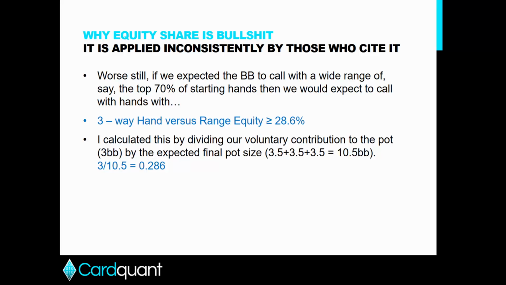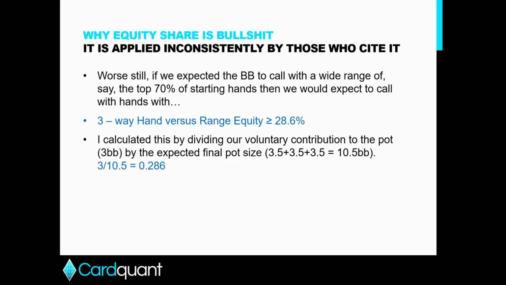Again, we do this calculation quite simply. We take the voluntary contribution to the pot that we put in, 3 big blinds, and we have 3 sets of 3.5 big blinds going into the final pot size that at least gets to the flop, and that's 10.5 big blinds. So 3 divided by 10.5 is going to be 0.286.